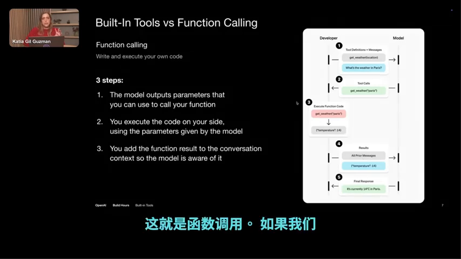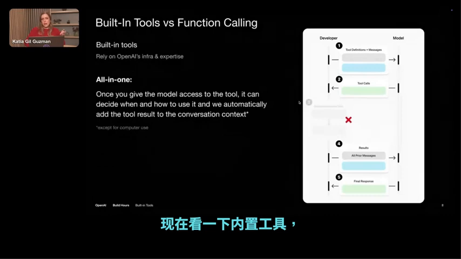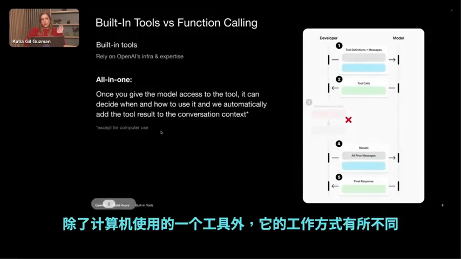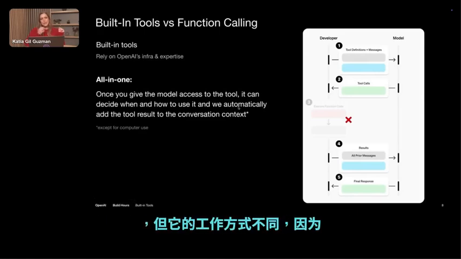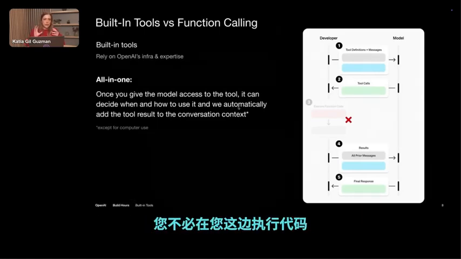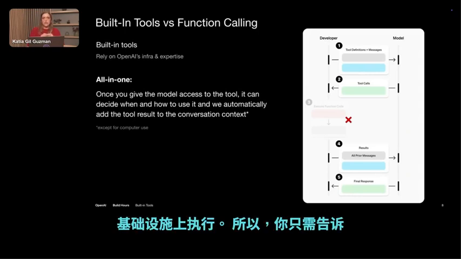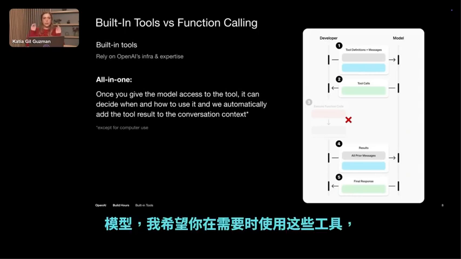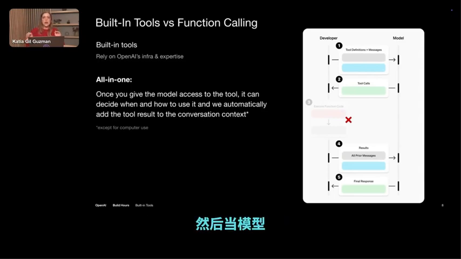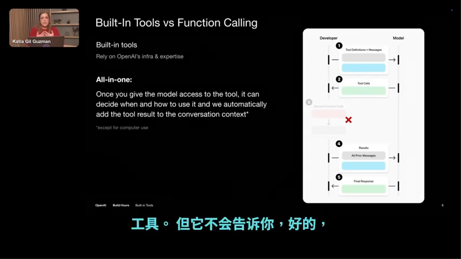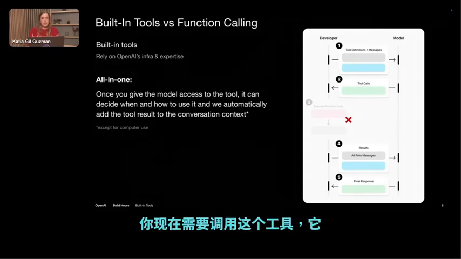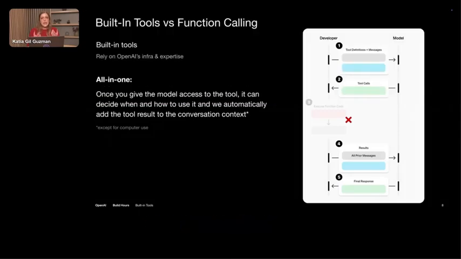So that's function calling. If we look at built-in tools now, it works differently, except for one tool, computer use. We'll cover it in a second, but it works differently because you don't have to execute the code on your side. It's directly executed on our infrastructure. So you can just tell the model, I want you to use these tools when you need. And when the model thinks it's right, it will call these tools. But instead of telling you, okay, you need to call this tool now, it will actually execute it automatically and add the results to the conversation history, to the context, and automatically generate a response as well.